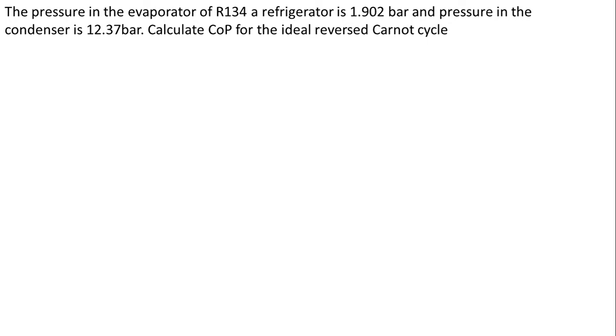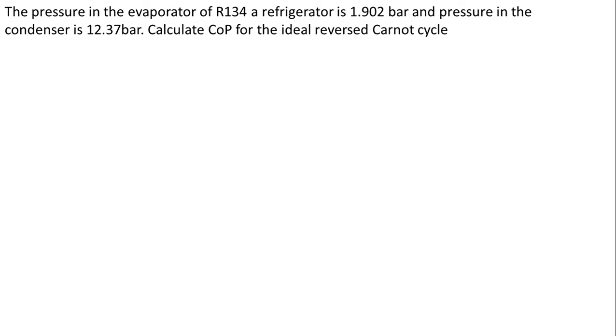The pressure in the evaporator of an R134A refrigerator is 1.902 bar and the pressure in the condenser is 12.37 bar. Calculate the COP for an ideal reverse Carnot cycle.